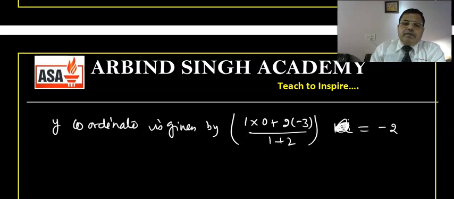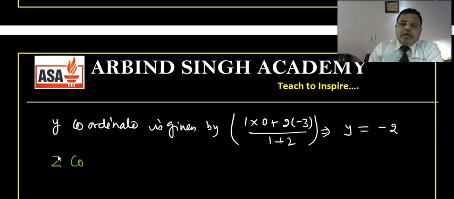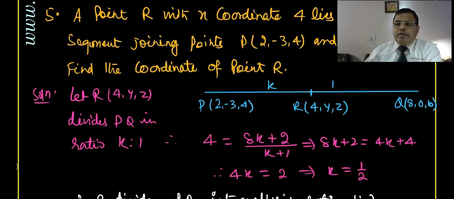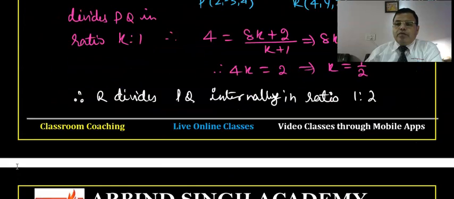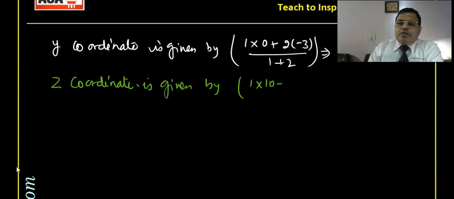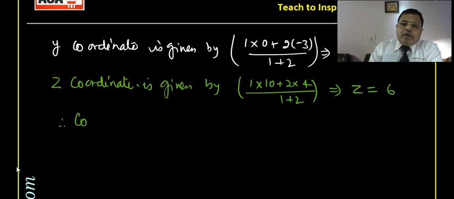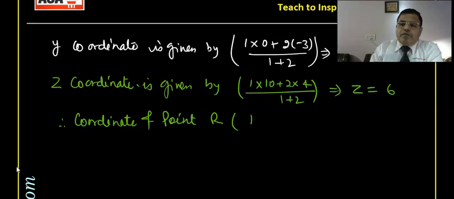Okay, and the z coordinate is given by, for ratio 1 is to 2, 1 into 10 plus 2 into 4, divided by 1 plus 2. This implies z is equal to 10 plus 8, 18 by 3, is equal to 6. And therefore the coordinate of point R will be (4, -2, 6), the x coordinate is already given, y coordinate minus 2, and z coordinate is 6. That would be the answer. I hope you got it.